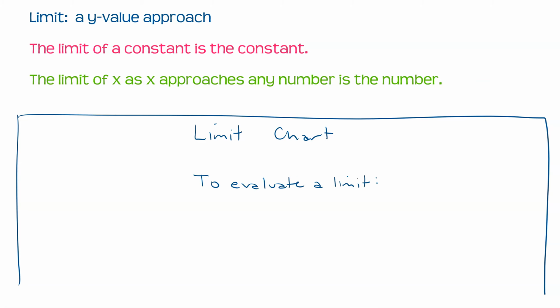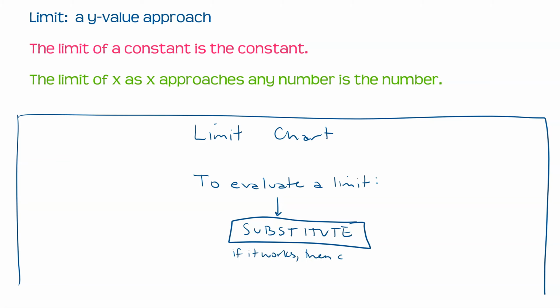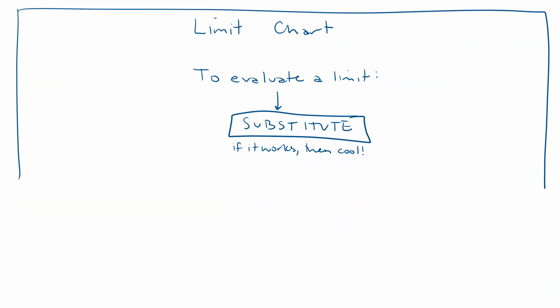To evaluate a limit, the first thing you do is substitute. And if substitution works, then cool, you're set. And we also know that if we wanted to, we could quick sketch the function. If we have a good quick sketch to look at, then we can just look at the quick sketch and figure out the limit graphically.